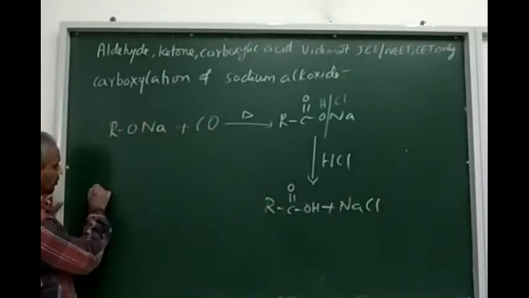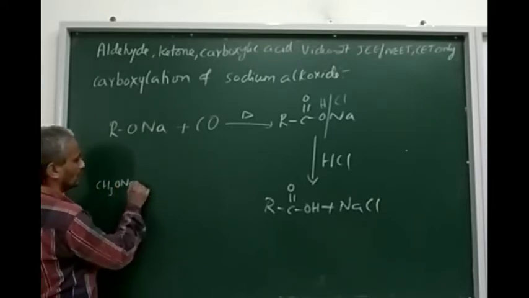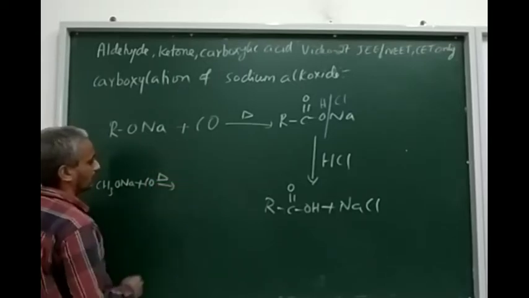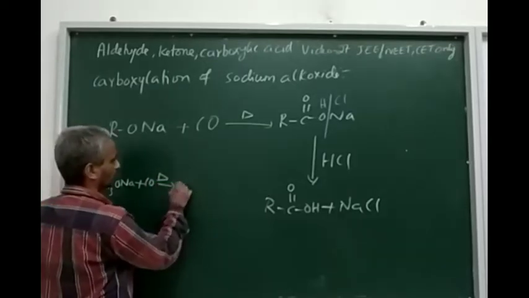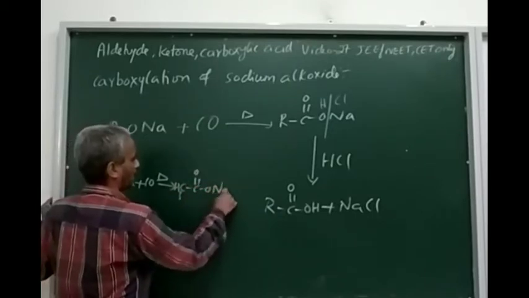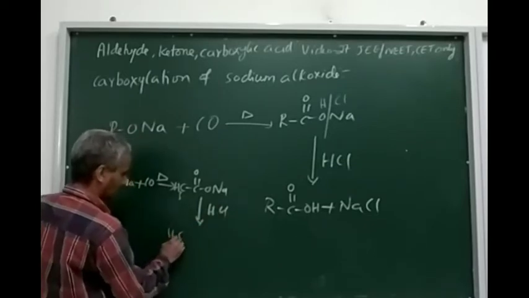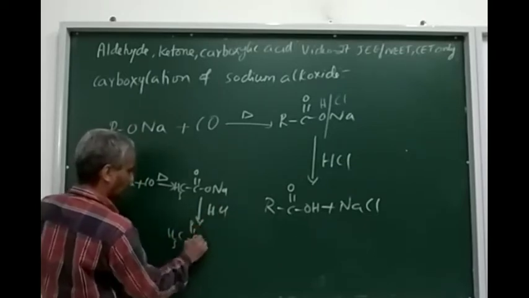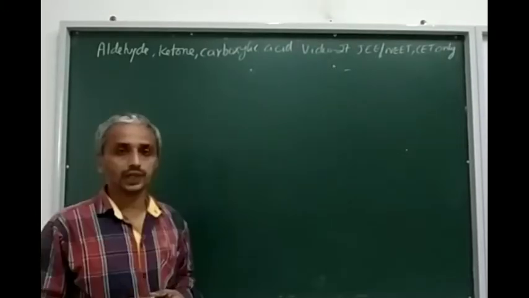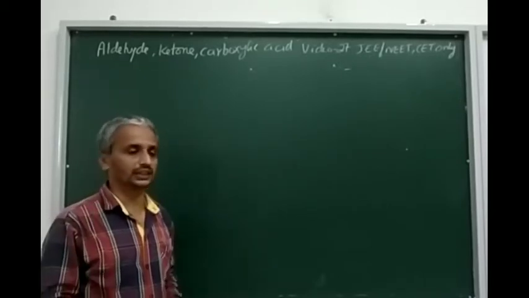Example: CH3ONa treated with carbon monoxide and heated gives CH3COONa. Treat with HCl, and I am going to get CH3COOH along with NaCl. Next one is the action of heat on dicarboxylic acid.